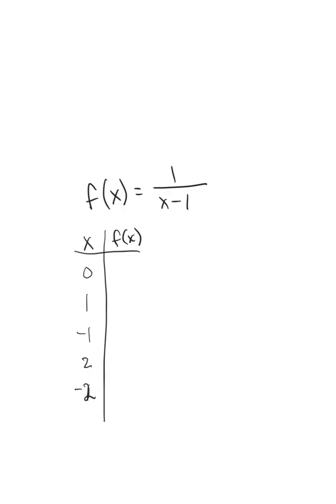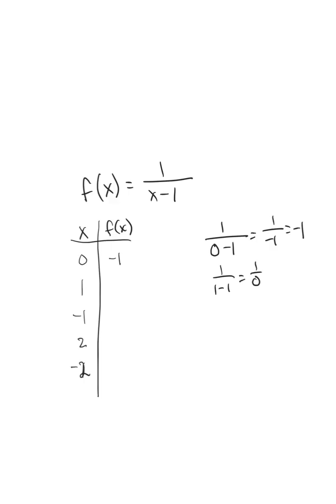So if I plug in 0, that would be 1 over 0 minus 1. So that would be 1 over -1, which is -1. All right, so 0, -1. And if you plug in 1, that would be 1 over 1 minus 1, which would be 1 over 0. Oops, that's the undefined. Remember, undefined there. So at that point, let's put DNE, or does not exist, undefined. Those are kind of two different ways of saying it.